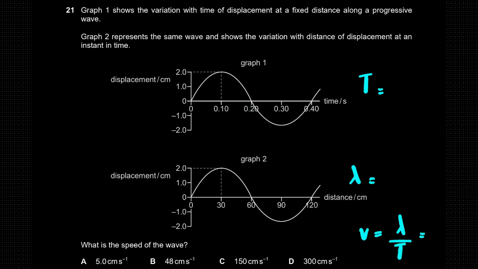So if I look at lambda here, this is 120 centimeters. All the units are also in centimeters, so nothing to worry about here. And the time period is 0.4 seconds. Right, so if I use v equals lambda over T, this turns out to be exactly 300 centimeters per second.